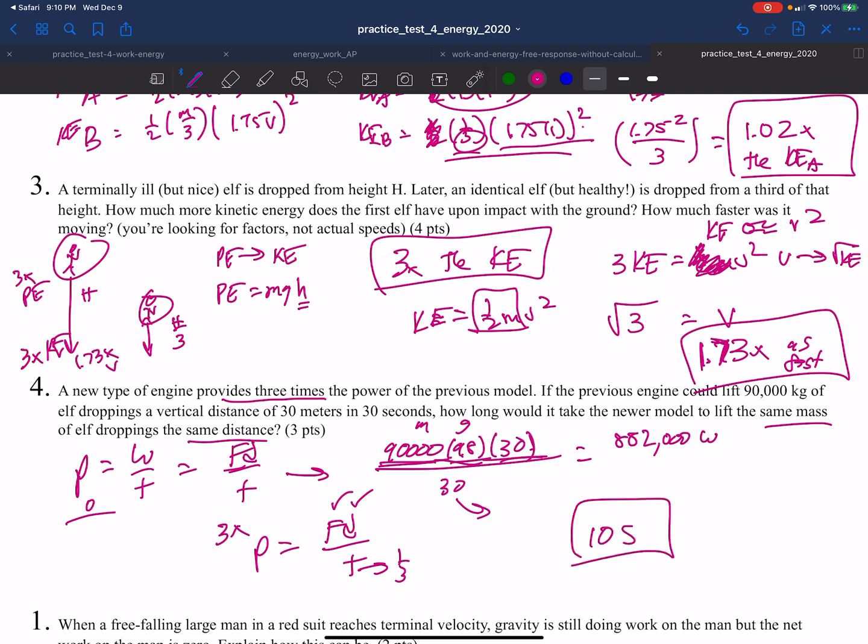You could actually crank this out if you wanted to. You could go 882,000 times 3, set it equal to 90,000 and so on. I mean, you could do it this way if you wanted to. It just takes a long time. You get the same answer.